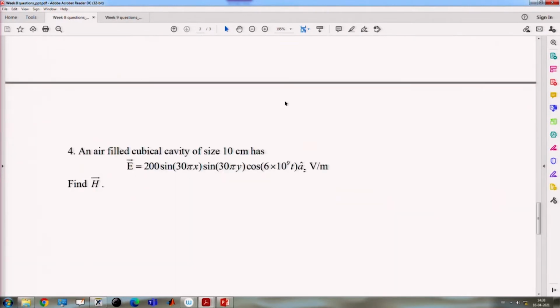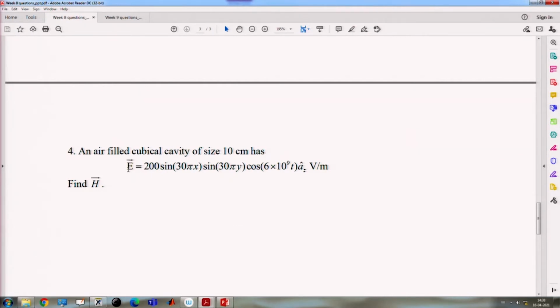an air filled cubical cavity of size 10 centimeter, that means A equal to B equal to C equal to 10 centimeter, has electric vector E equal to 200 sin 30 pi x sin 30 pi y cos 6 into 10 to the power 9 t Az volt per meter.